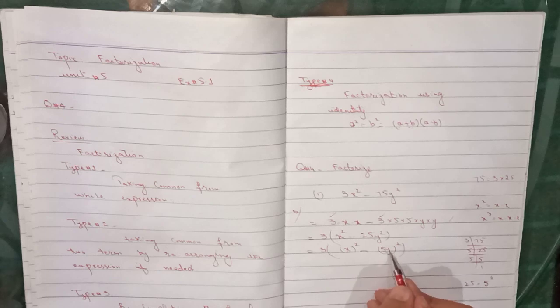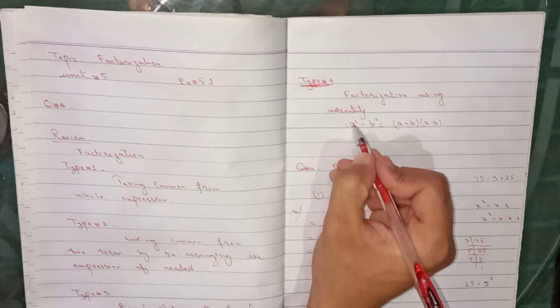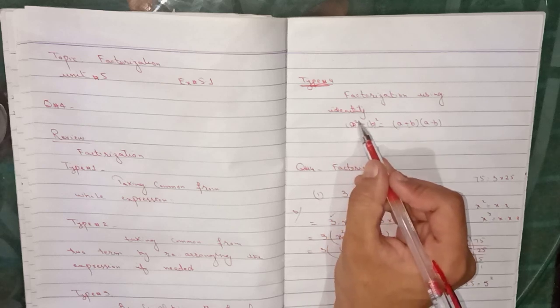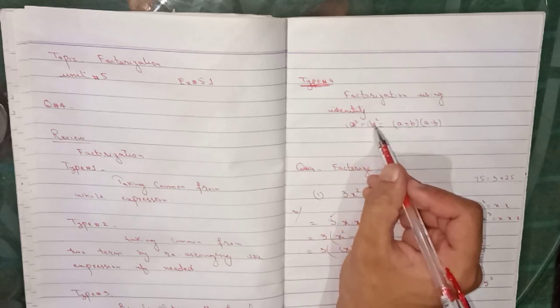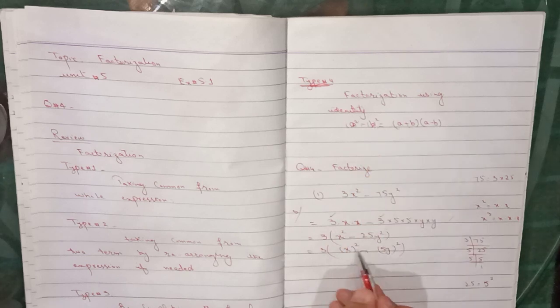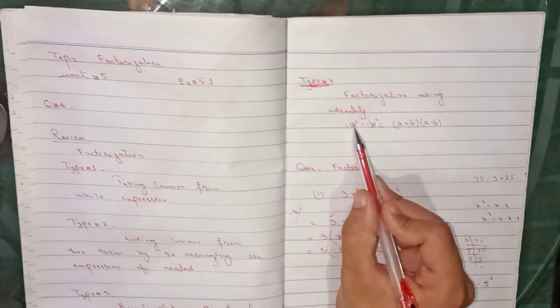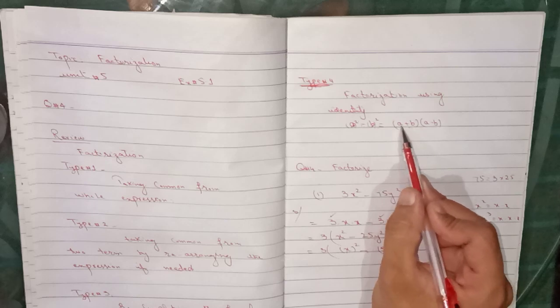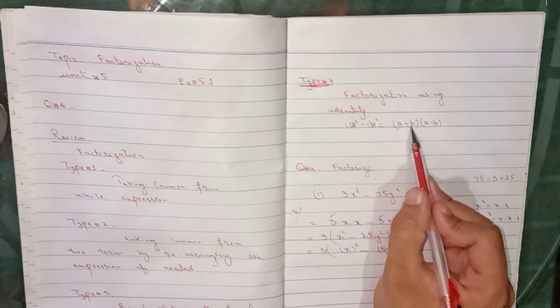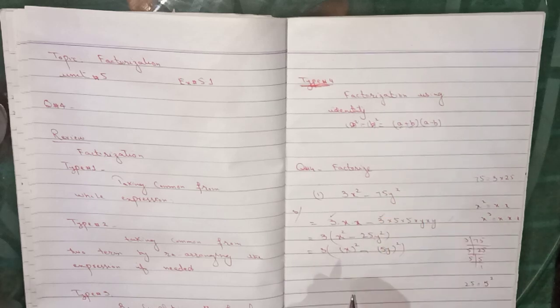What is b here? 5y. If we write this expression in this form, this is a square and this is b square. It means the number inside the bracket is a and its whole square, and the number inside the other bracket is b and its whole square. It means if I express a square minus b square in this form, one time I have to add and one time I have to subtract.